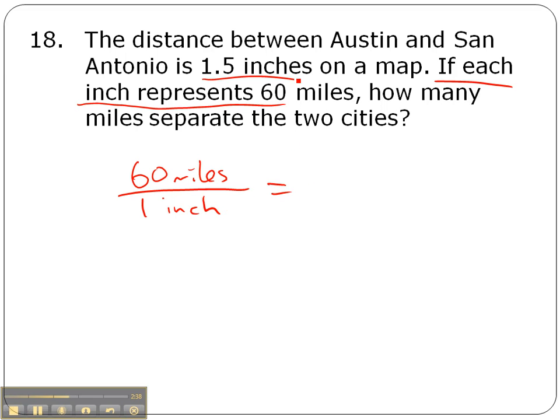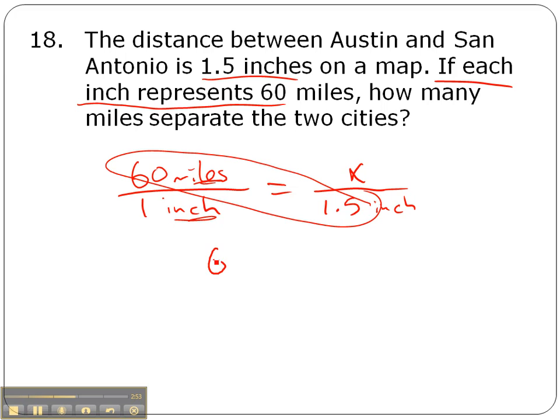We know how many inches between Austin and San Antonio, and we know to put that in our denominator because we've written our units like we should. Then we can figure out how many miles x. And use bat and ball here. 60 times 1.5, multiply the bat, and divide by the ball, divide by 1. Dividing by 1 won't change our answer.